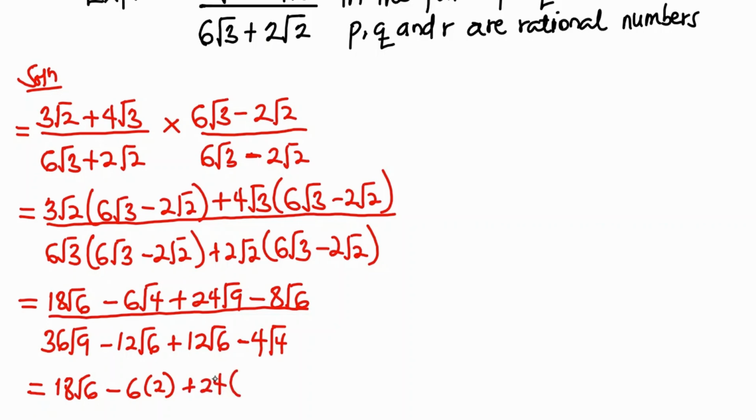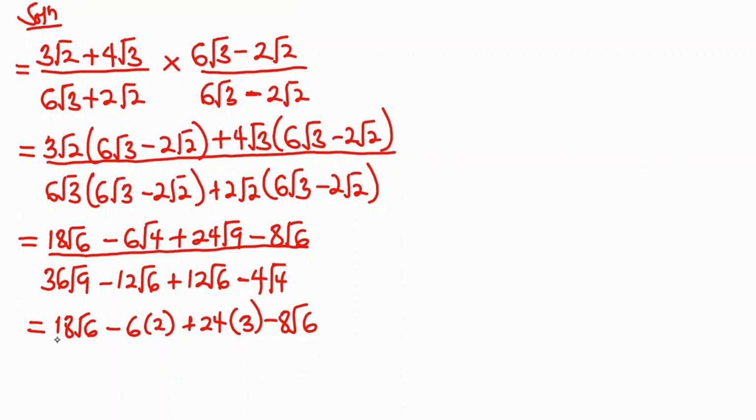We can also see that the root of 9 gives us 3. So you have minus 8 root 6 divided by the denominator. So 36 maintained, and we can see that root of 9 gives us 3. And at this point we can see minus 12 root 6, and then you have plus 12 root 6, so they will cancel out, giving us 0. So we continue with 4, and then we know root of 4 gives us 2. So we have this as such. We continue at this side.